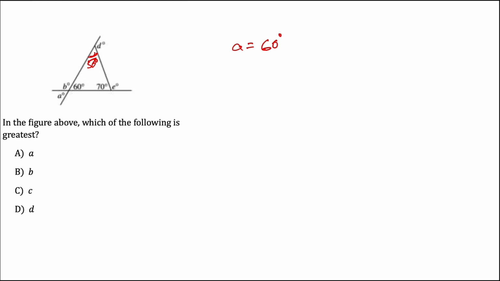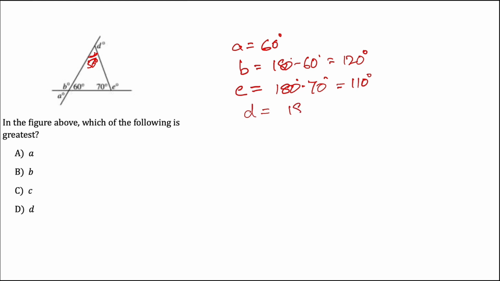Angle B and 60 degrees, they are supplementary because they are adjacent angles. So angle B is equal to 180 minus 60, which is 120. And angle E is equal to 180 minus 70, which is 110. Angle D is equal to 180 minus 50, which is 130. So the greatest among all these four angles is 130 degrees, which is angle D.